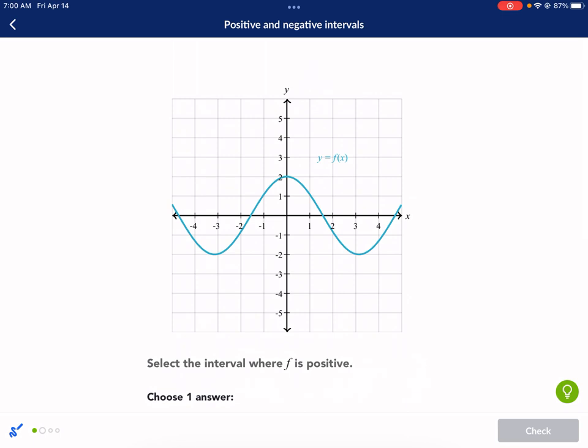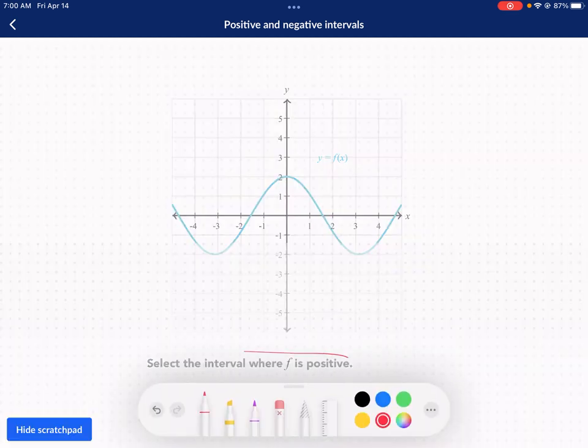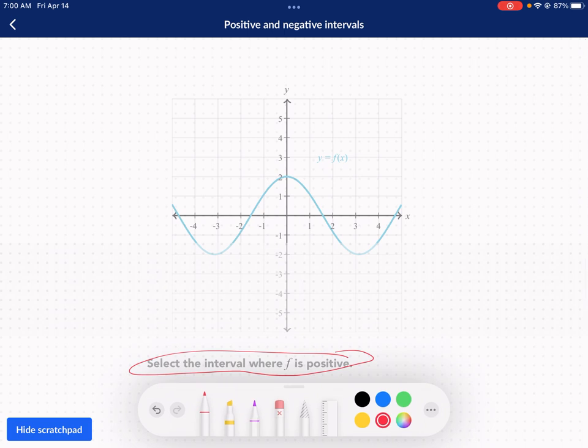So f is, well, I don't know why it doesn't say f of x. That's strange. Anyway, we're going to look for the interval where f is positive, and we're going to look down here, and we see that we have x values. It should say f of x, but that's okay. And we're going to look for anywhere it's above the x-axis.